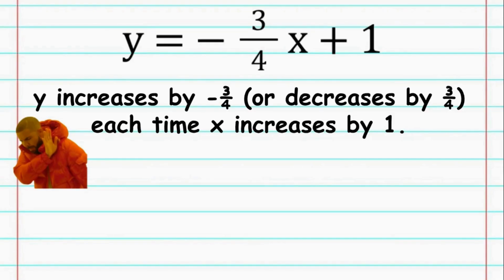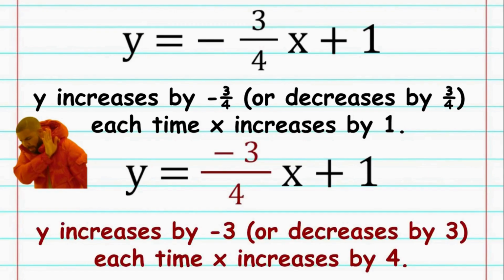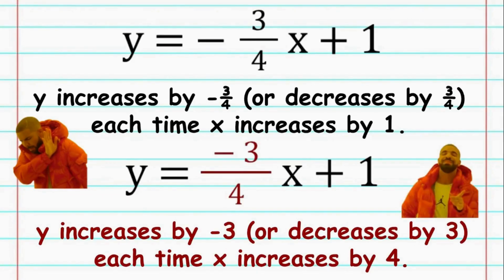However, if I were to reinterpret that slope, saying that negative 3/4 is the same as negative 3 divided by 4, then we could interpret the slope this way. Y increases by negative 3, or decreases by 3, each time x increases by 4. That's going to work a lot better with my coordinate plane.